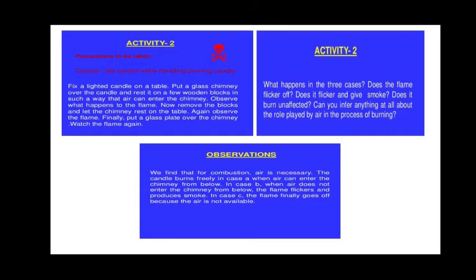In the third case, when it was completely covered by the glass plate, finally the flame goes off because it does not have any air which is needed for combustion. So from this activity we can clearly see that air is necessary for combustion, especially oxygen.